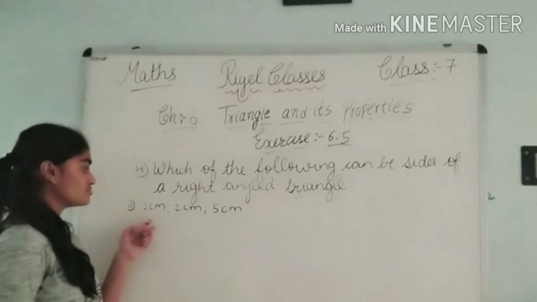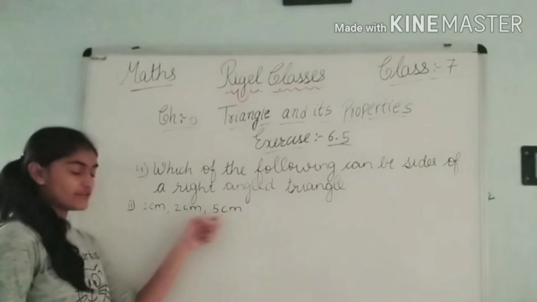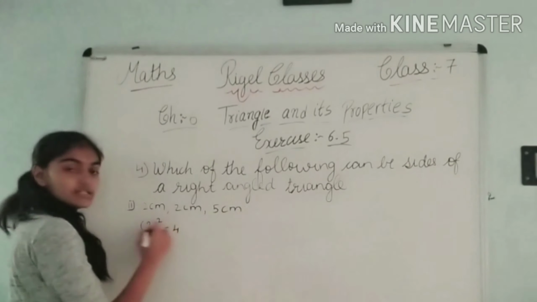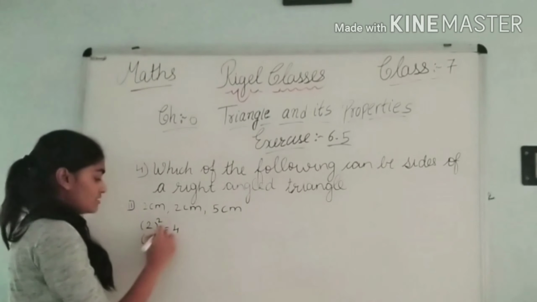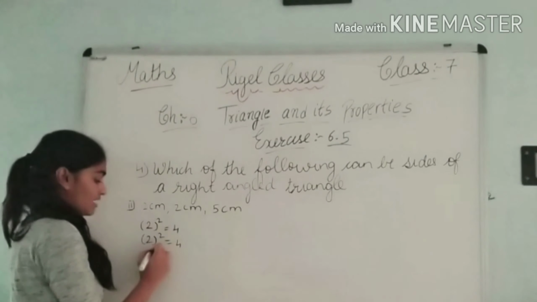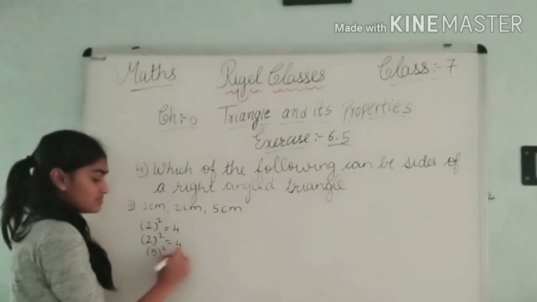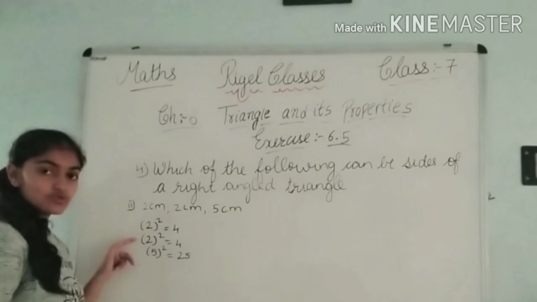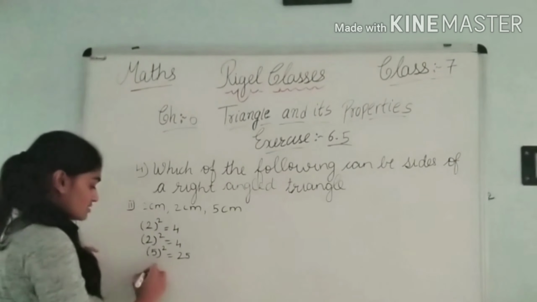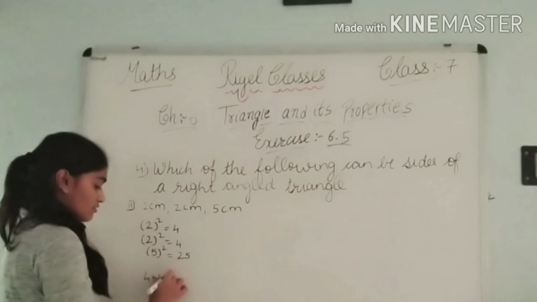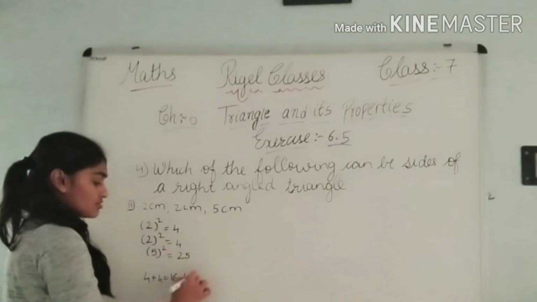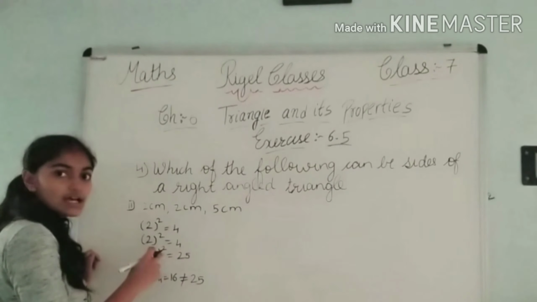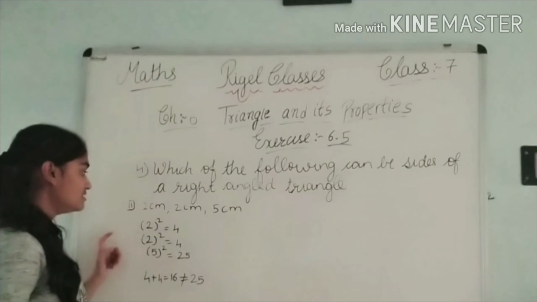Now second one, 2 cm, 2 cm and 5 cm. Again we will first find square of all the sides, that is 2 square 4, again 2 square 4 and 5 square 25. Now we will add two small sides. So here 4 plus 4 which equals 16. It does not equal to the third side, that is 25. So these are not the sides of right angle triangle.